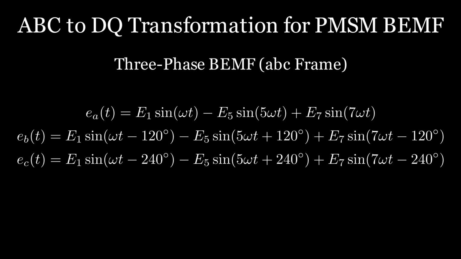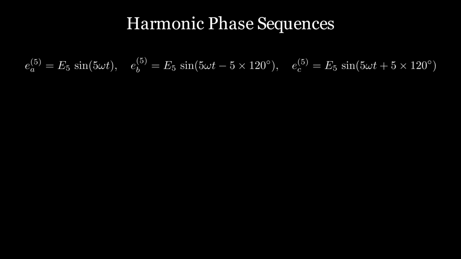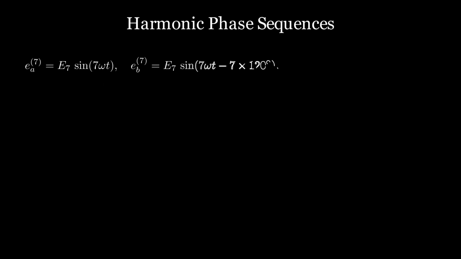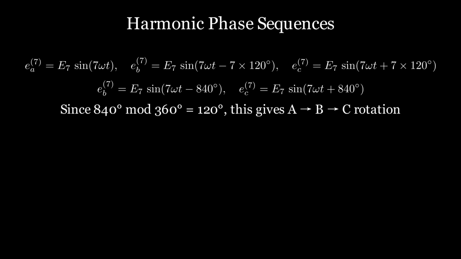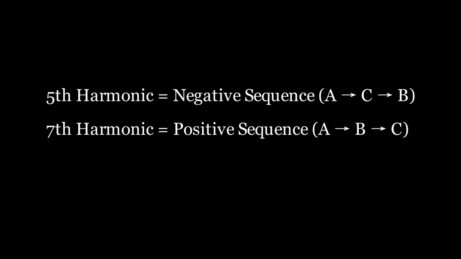A short segue into what that means exactly. If we look at the 5th harmonic, we simply look at the resulting phase shift. 5 times 120 is 600, and 600 modulus 360 is negative 120. So that reverses the phase orientations. All of a sudden, phase B is shifted by plus 120, and phase C is shifted by minus 120. For the 7th harmonic, the phases remain as is, no shifting occurs. So the 5th harmonic is a negative sequence, and the 7th harmonic is a positive sequence.